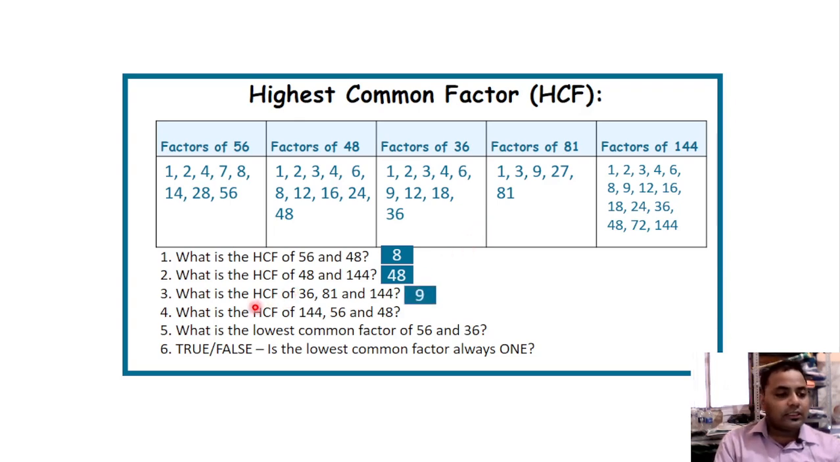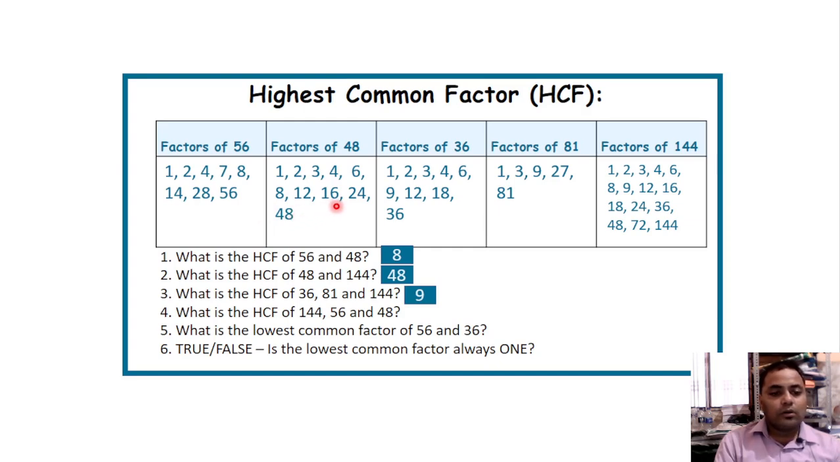Now what is the highest common factor of 144, 56 and 48? So now 144, 56 and 48. Here the smallest number is 48, so the common numbers are in factors. 48 is here, 48 is here, but 48 is not here, so we will not go with 48.